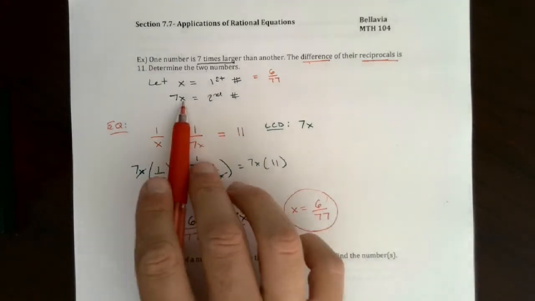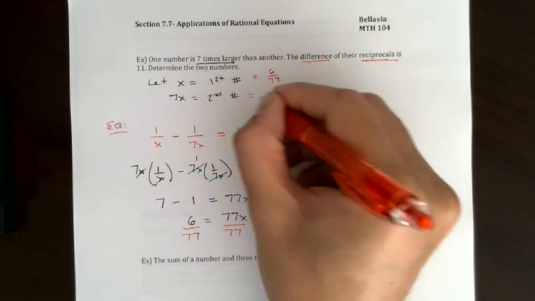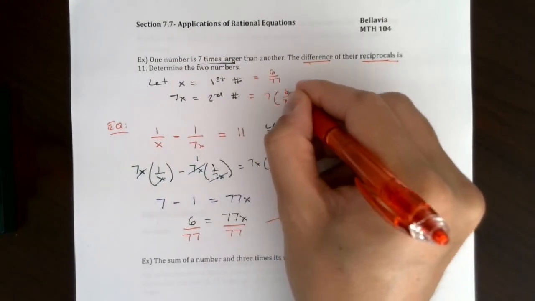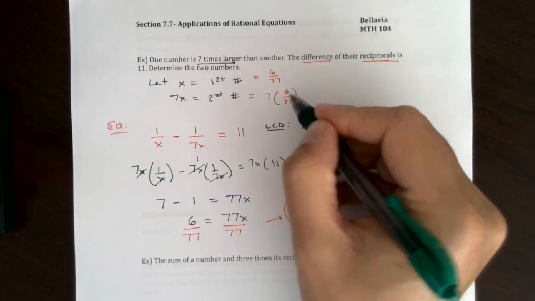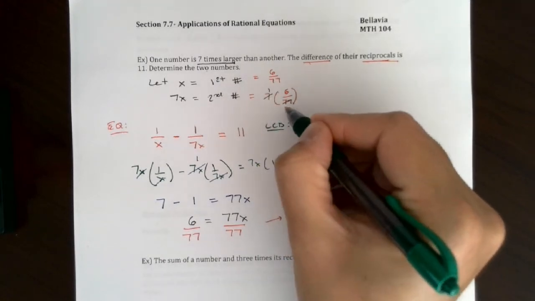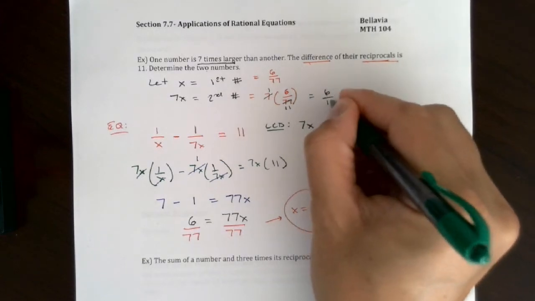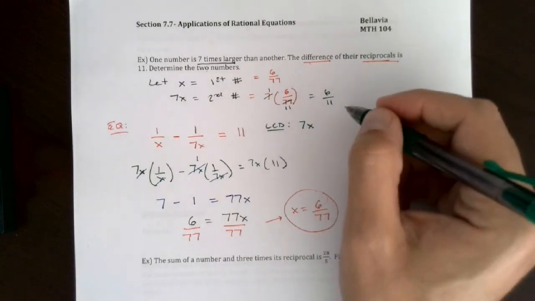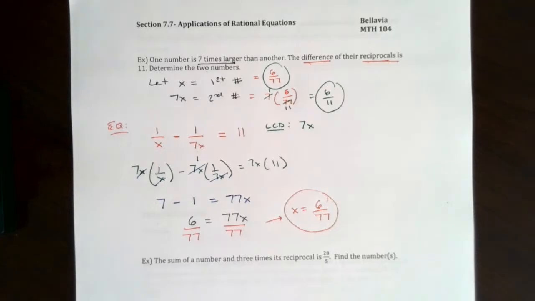Well, you find the second number by using your let statement. Your let statement says 7x equals the second number, so the 7 times x, which is 6 over 77. And then you want to simplify this. To simplify this, 7 and the 77 will cancel to a 1 over 11. So you get 1 times 6 over 11, which equals 6 over 11. You could also do 7 times 6, which is 42 over 77, and then reduce. So 6 over 11 will be the second number. 6 over 77 is the first number.